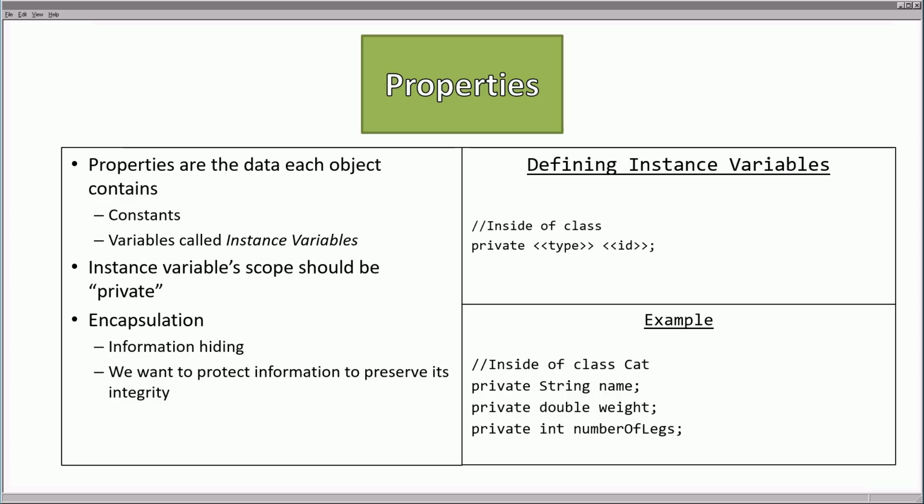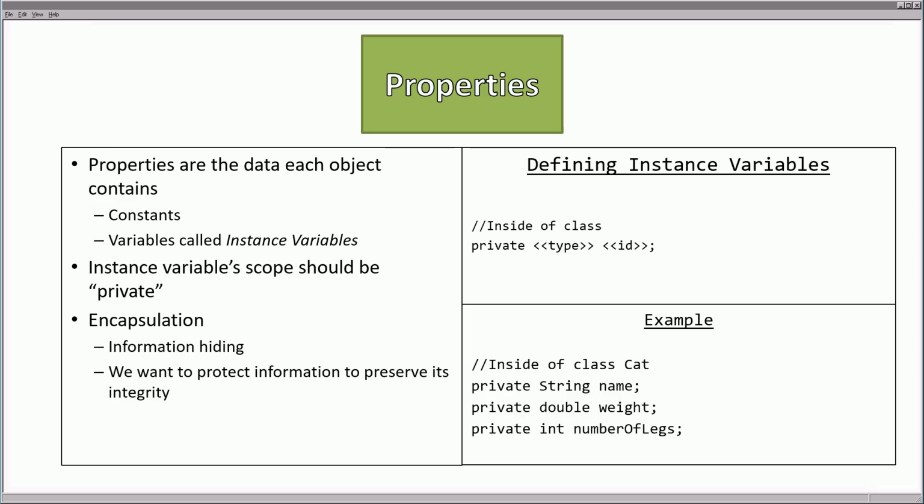Now, once you have defined the class, you should write the properties. The properties are the data that each object contains, and this can be constants or variables, and these are called instance variables. We're going to mostly focus on instance variables. Instance variable scope should always be private. The reason why we do this is because of this concept in object-oriented programming called encapsulation. Encapsulation means information hiding. So what we want to do is protect information. That way we preserve its integrity. We want to make sure that we error check all the properties. That way this class, or the instances that we call objects, behave in the way that we intend.